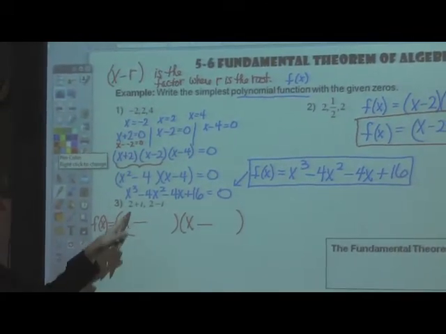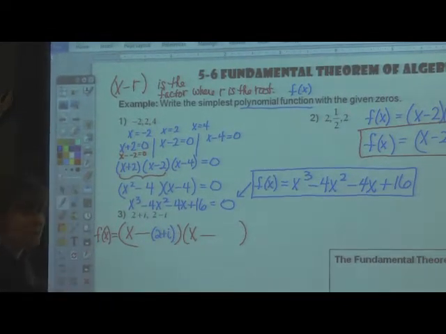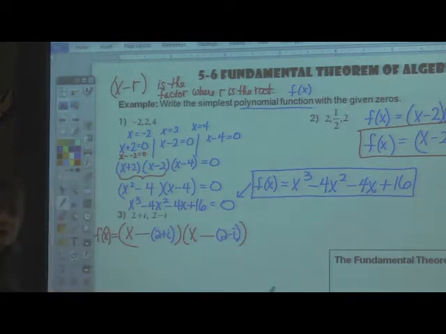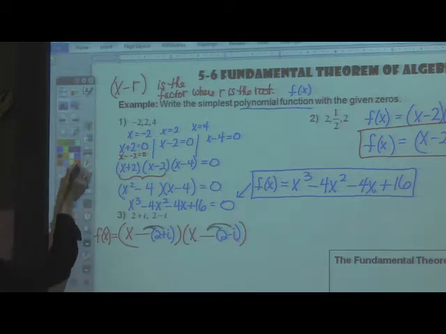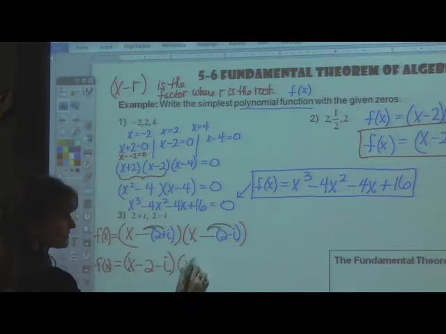The number that I'm going to plug in is the first root, 2 plus i. Now I have it in parentheses because I'm going to need to distribute this negative. So once I distribute the negative, and I will show it right here, let's put it in black. Once I distribute that negative, this is what I have. x minus 2 minus i and x minus 2 plus i.